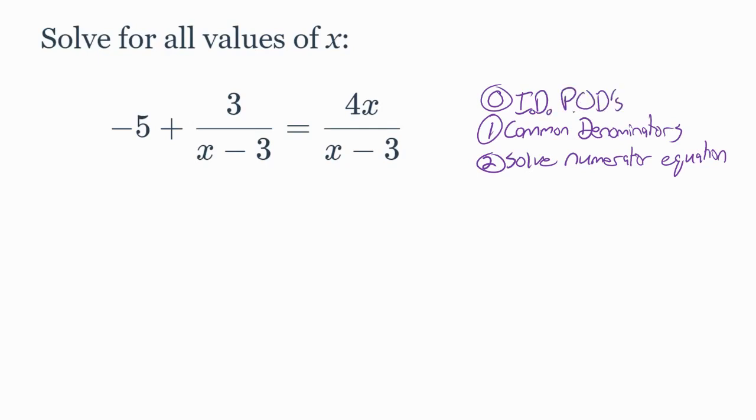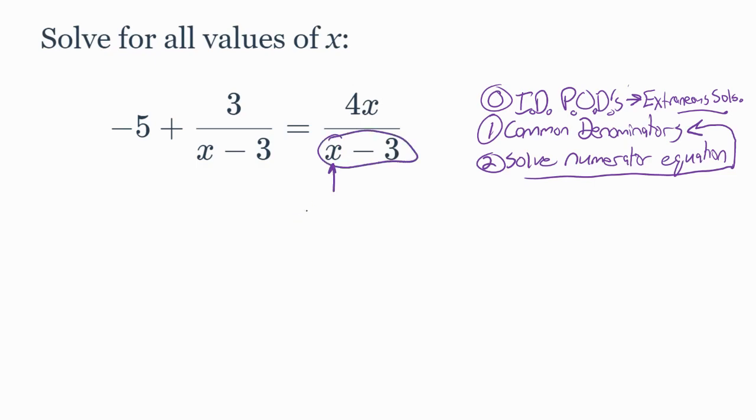We have to be concerned about points of discontinuity because they will possibly lead to extraneous solutions. An extraneous solution is a solution that comes out algebraically, but then doesn't actually work in the denominator. Say in this case I get an answer of 3 at the end. Well, 3 doesn't work because I can't divide by 0, and plugging in a 3 would make a division by 0 scenario.